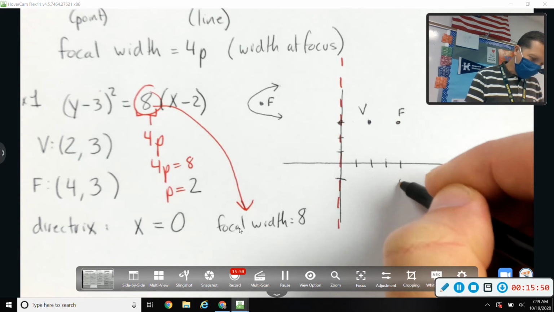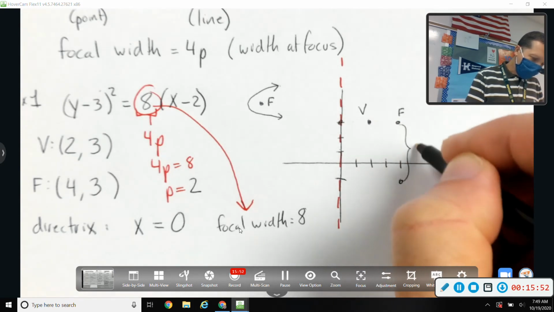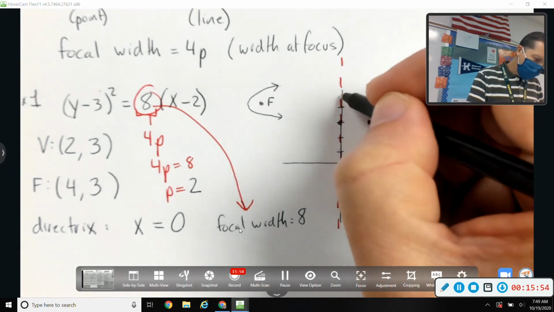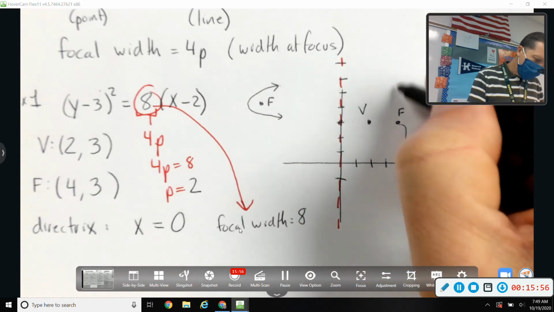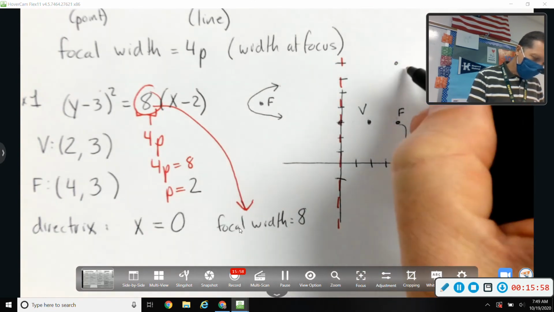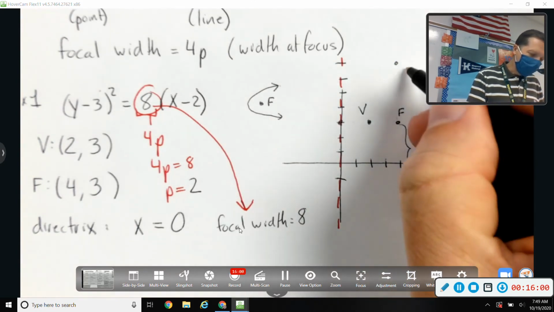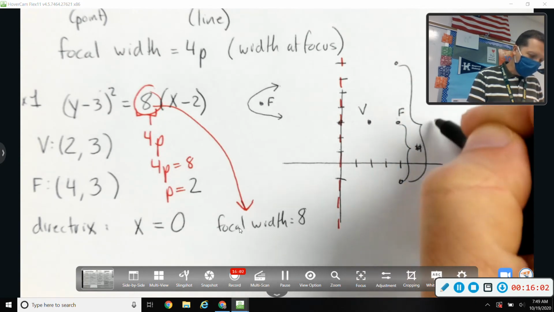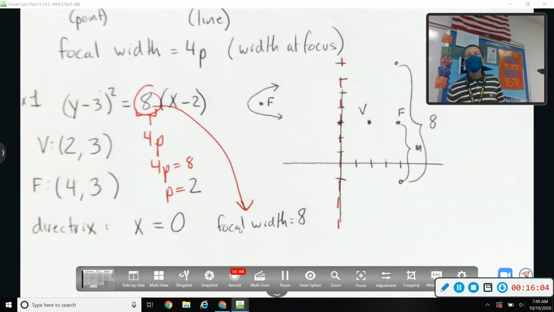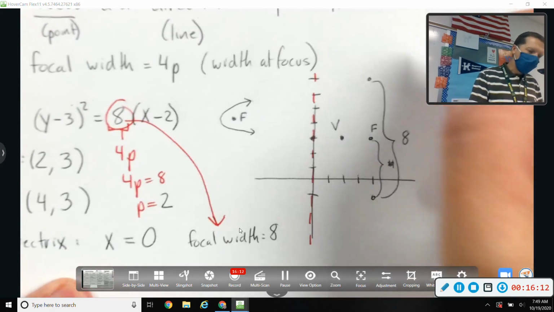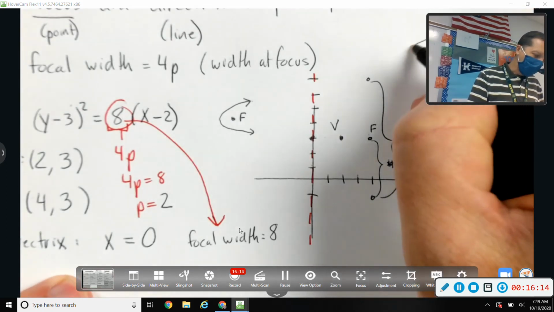So at the focus, 4 up and 4 down. I guess I shouldn't even label that one 4. I should just label the whole thing 8, because that's what we're really doing, a focal width of 8. And that helps us set the width of this parabola. So this looks like a pretty wide parabola here.